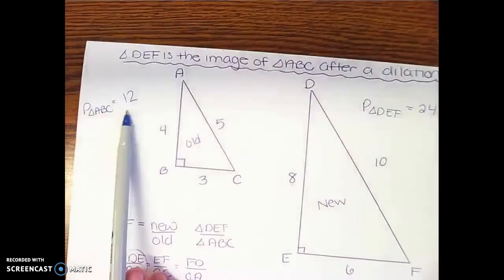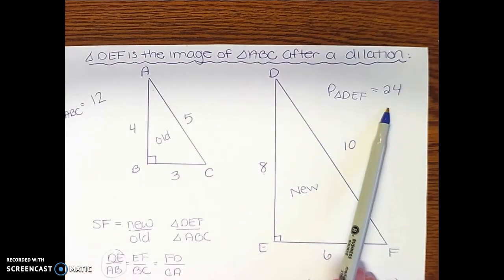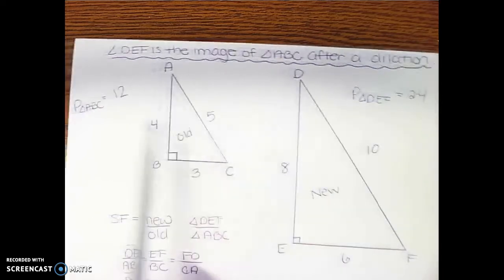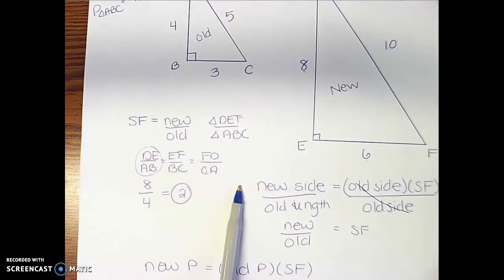So again, in this example, 12 times my scale factor of 2 gives me my new perimeter of 24. So all I need to know is my old perimeter and a scale factor, and you guys know how to set up scale factors. Okay, let's do area.